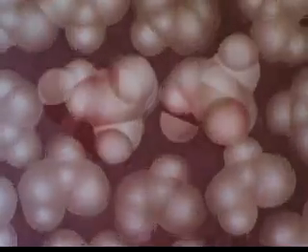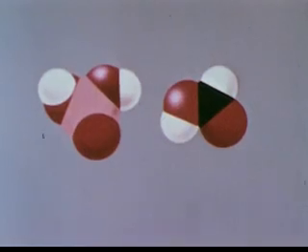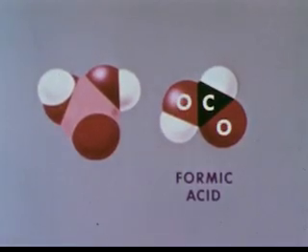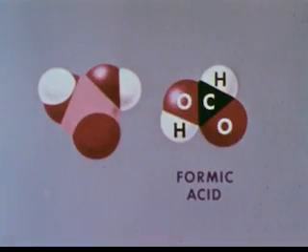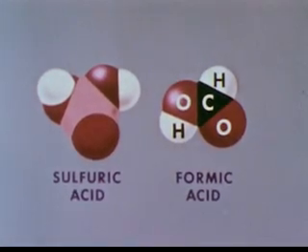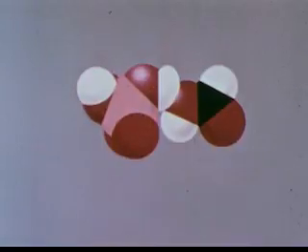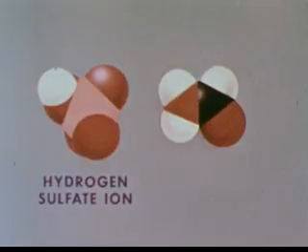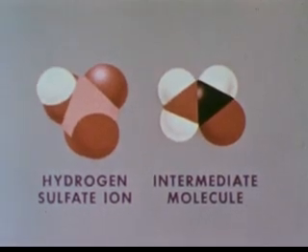To study an effective collision, we use a schematic representation of sulfuric acid and formic acid molecules. The formic acid consists of 1 carbon, 2 oxygen, and 2 hydrogen atoms. Sulfuric acid, the catalyst molecule, colliding with the proper geometry and sufficient energy, donates a proton to the formic acid molecule. By losing a proton, the sulfuric acid forms a hydrogen sulfate ion. The formic acid molecule, by accepting a proton, forms an intermediate molecule which will undergo further reaction.